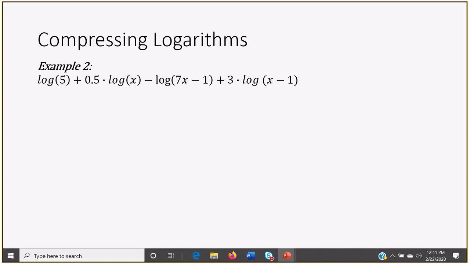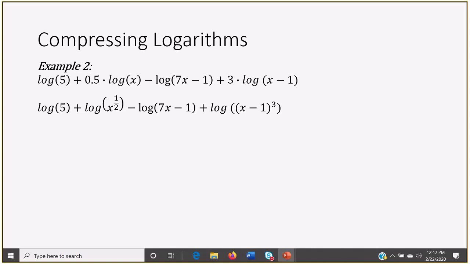So I'm looking through this expanded logarithm. I have 2 logs that have something in front of them. One is 0.5 and one is 3. So I'm going to bring them to both powers, or both inputs. So my second logarithm becomes log x to the 1/2. My last logarithm becomes log x minus 1 to the 3rd.